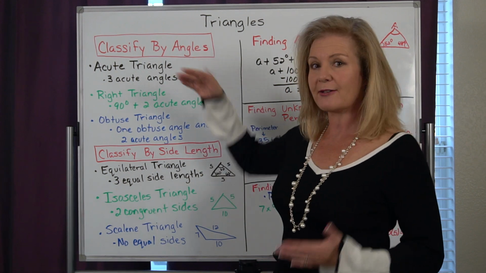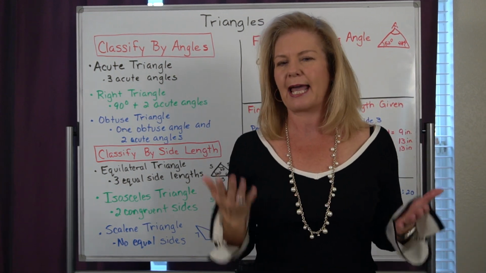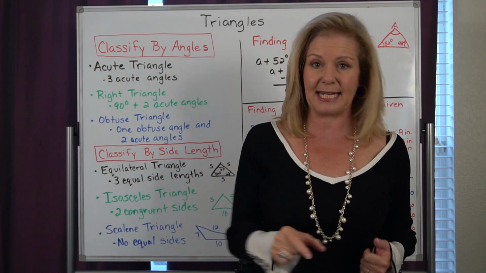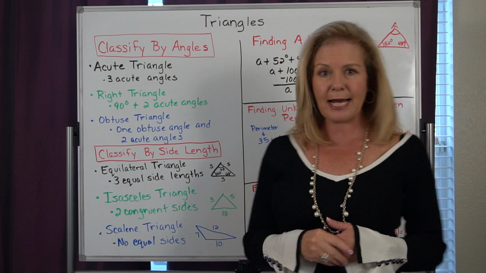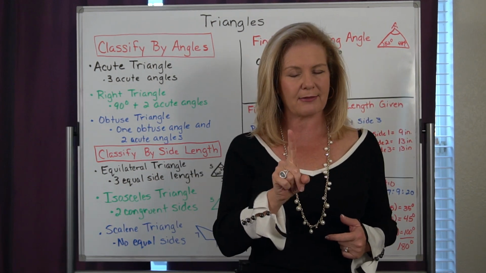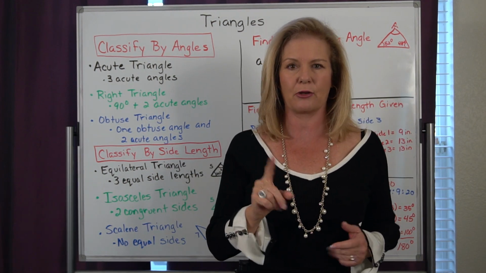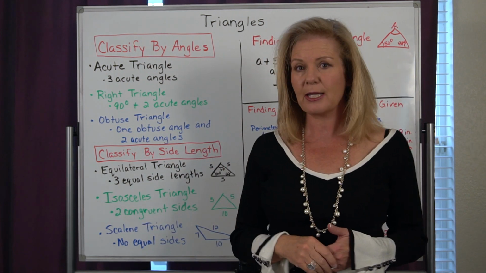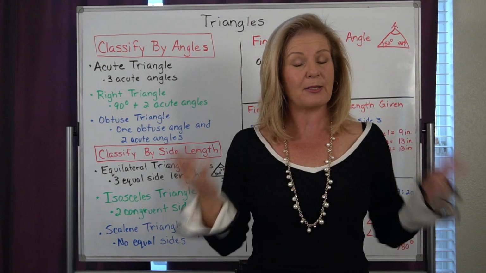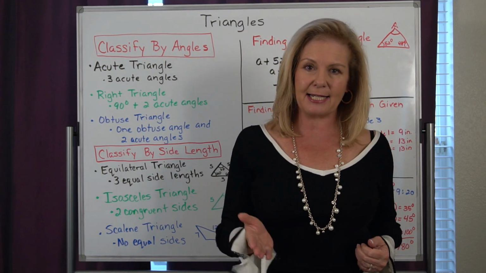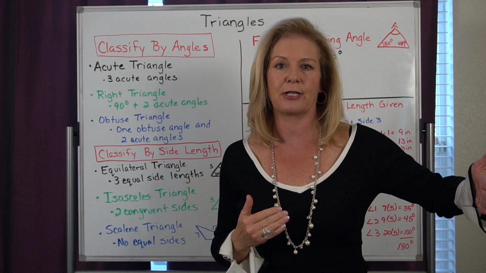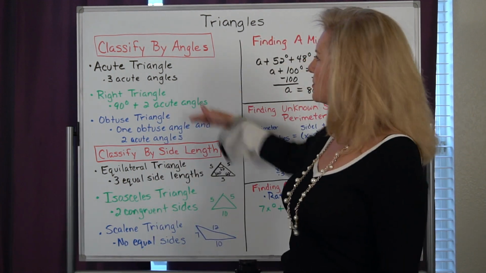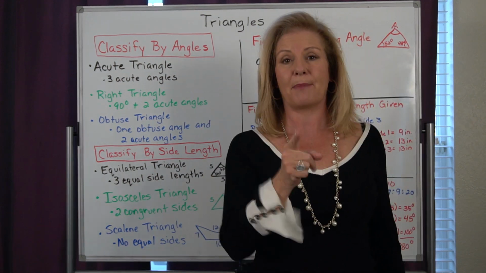Now, an acute triangle simply means that all three angles have to be acute angles, and acute angles measure from 1 degree to 89 degrees. If we're looking at a right triangle, only one of the angles is going to be a 90-degree or right angle. The other two angles have to be acute angles. An obtuse triangle means one of the angles has to be an obtuse angle, which is 91 degrees to 179 degrees. Then the other two have to be acute angles. So those are ways that we can classify triangles by their angles.